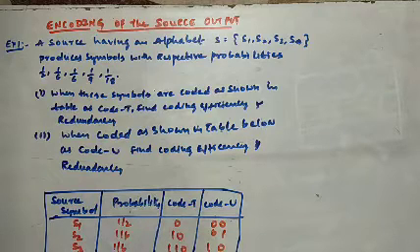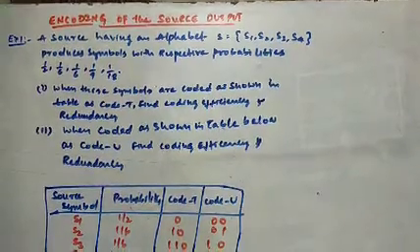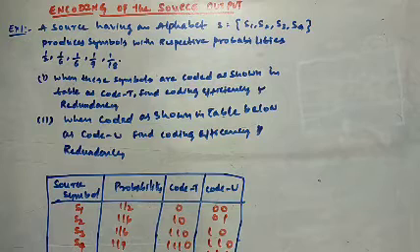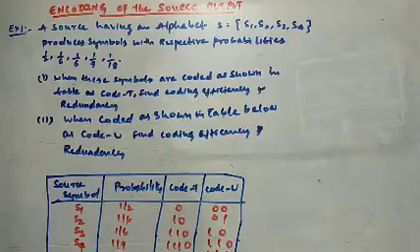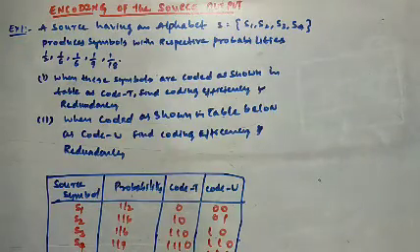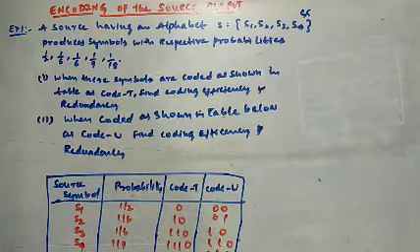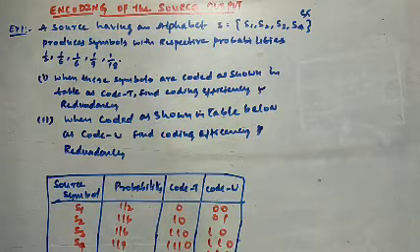Welcome to the lecture on coding of the source output. We are going to solve one problem. A source having an alphabet S1, S2, S3, S4 and S5 produces symbols with respective probabilities 1 by 2, 1 by 6, 1 by 6, 1 by 9 and 1 by 18. So we have the 5 symbols S1 to S5 and their respective probabilities have been given.